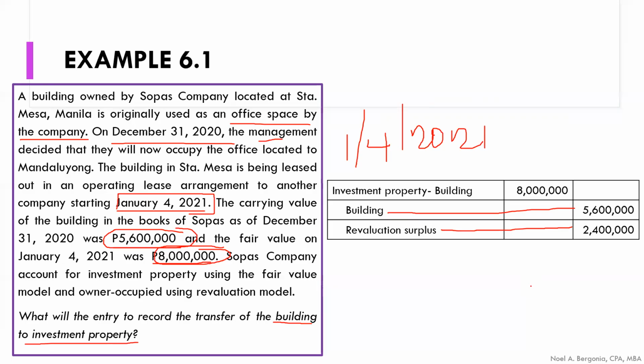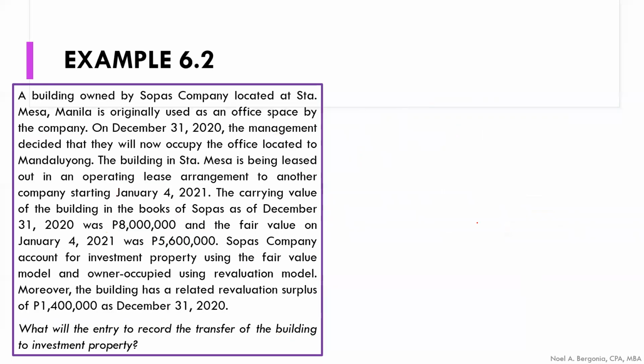Using the similar example except binaliktad ko lang. Dati, on December 31, 2020, 8 million yung carrying value. Pero nung transfer natin siya as investment property on January 4, 2021, naging 5,600,000 lang siya. So what will now happen kung revaluation treatment yan? By the way, additional information, the building has a revaluation surplus of 1,400,000 as of December 31, 2020. So we apply the similar approach in IAS 16's discussion natin for PPE.